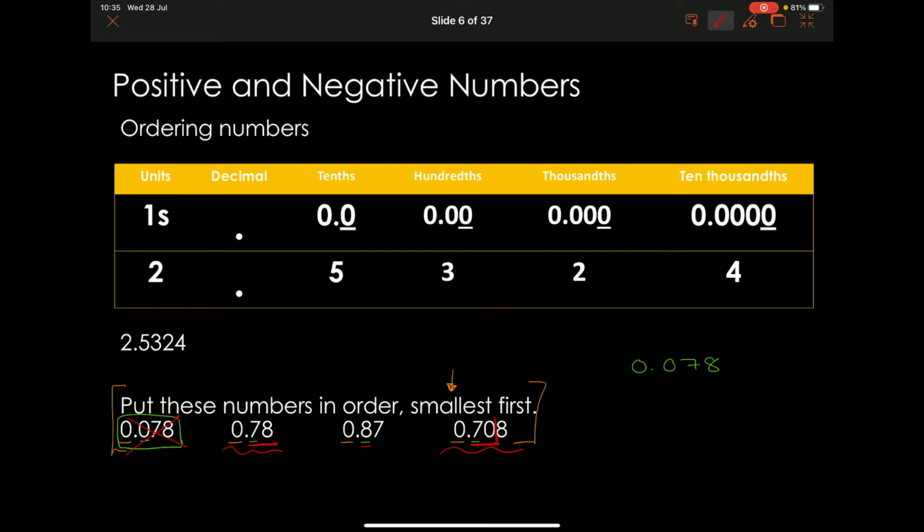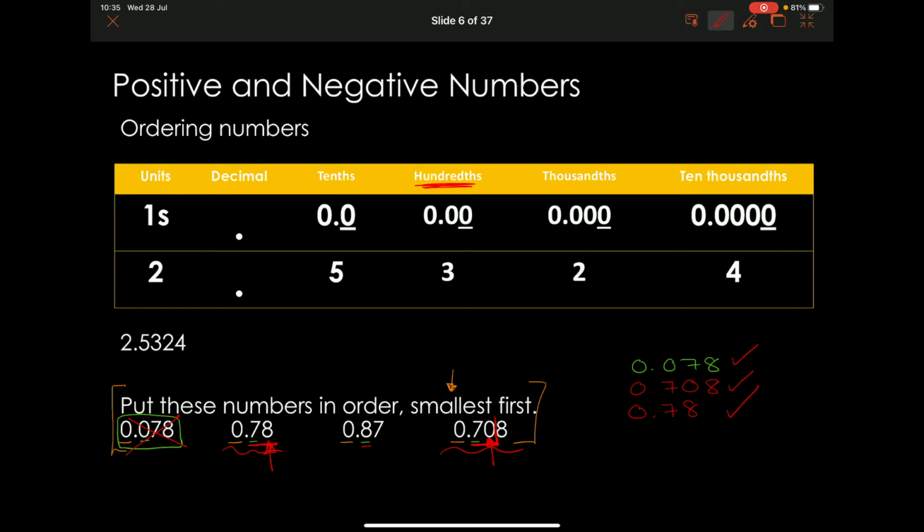Okay, we can ignore that one on the end for now because I already know that this 0 is smaller than this 8. Those hundredths digits, which is this column here, are comparable. 0.708 is smaller than 0.78, okay? So I've done my first one, 0.078, and then 0.708, and 0.78.